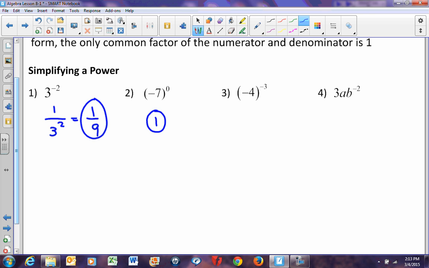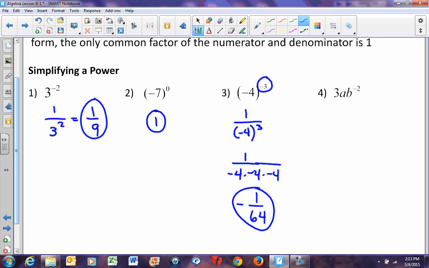Negative 4 to the negative third means I have 1 over negative 4 to the third power. Okay, it's a negative 4. The negative only changes on the exponent. When you move a negative exponent to the denominator, that negative exponent becomes positive. The number itself stays negative. That's why we still have a negative 4 there. So this is the same as saying 1 over negative 4 times negative 4 times negative 4. 4 times 4 is 16. 16 times 4 is 64, so this becomes negative 1/64. Don't lose your negative sign. You have 3 negative signs, it stays negative.